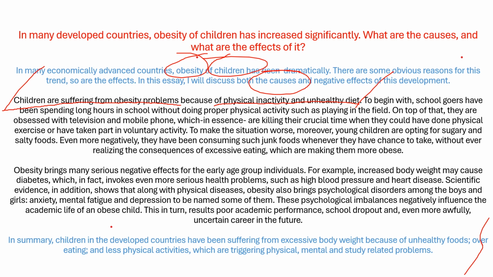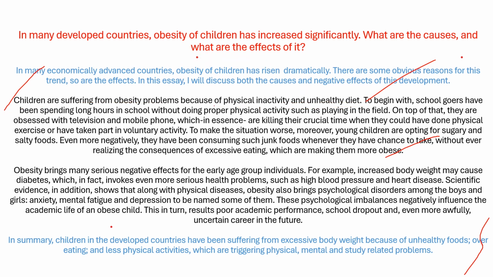And after this sentence, we will find a few sentences which will be termed as supporting details or supporting sentences. The main task here is that we need to prove or give a clear explanation of the claim that's been made in the topic sentence. So now let us see the explanation, what the writer has done here. To begin with, schoolgoers have been spending long hours in school without doing proper physical activities such as playing in the field.